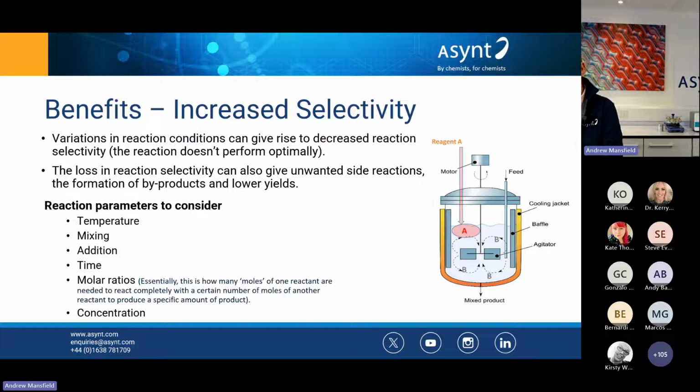So let's look at that idea of selectivity again. So in our chemical reaction, if we have variation in our reaction conditions, that can give rise to unwanted side reactions. You know, our process isn't performing optimally. And if we have variation from batch to batch, then we have varying outcomes of the product yield, for example. So unwanted side reactions, formation of byproducts and lower yields gives rise to increased workup and isolation. So all of these things need to be taken into consideration. So those parameters that we spoke about earlier, temperature, mixing, addition, reaction time, molar ratios, and concentrations all play a part, and we can control those in a little bit more detail.